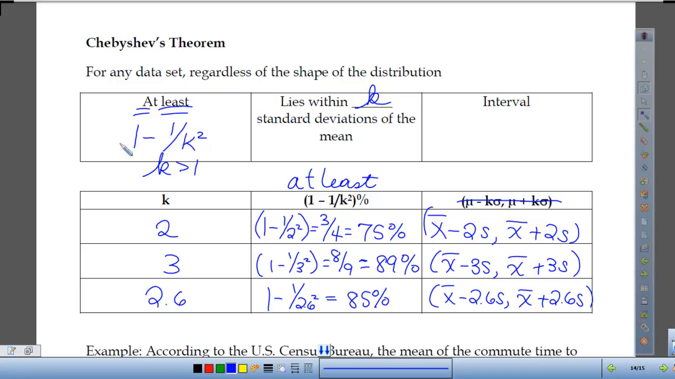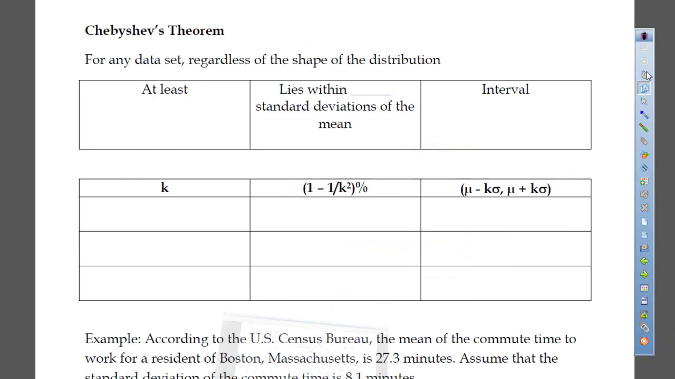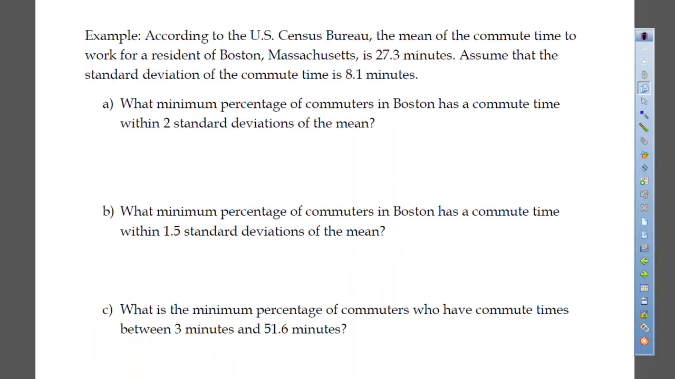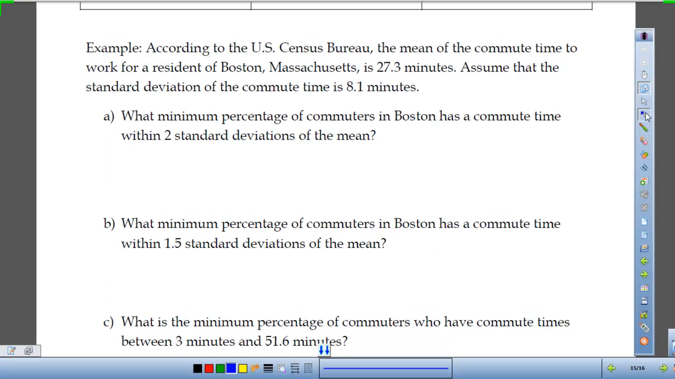Okay, so let's look at an example. According to the U.S. Census Bureau, the mean commute time to work for a resident of Boston, Massachusetts is 27.3 minutes. Assume that the standard deviation of the commute time is 8.1 minutes. What minimum percentage of commuters in Boston has a commute time within 2 standard deviations of the mean? Well, they're asking us to find the minimum percentage. So at least something, right?